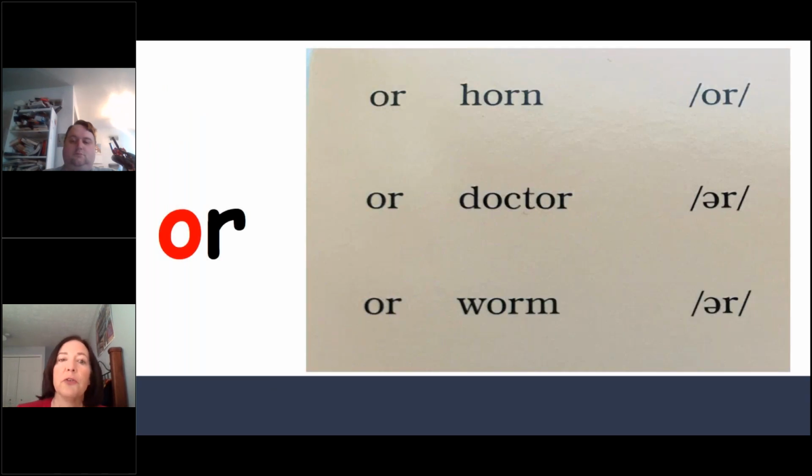OR is another R-controlled vowel. OR usually says /ɔr/, like the word horn. But if OR is at the end of a multisyllable word, it also can say /ɜr/, like the word doctor. OR also can say /ɜr/ in the middle of a word, like the word worm. OR saying /ɜr/ in the middle of the word is very rare. And so if you hear /ɜr/ in the middle of the word, go ahead and just spell it with an ER. That's why we have autocorrect.